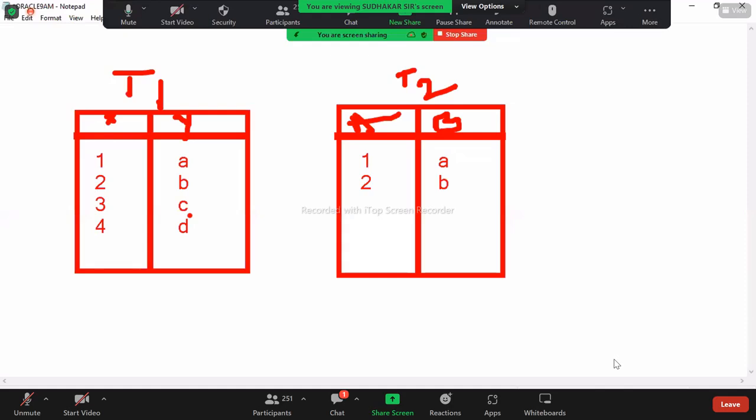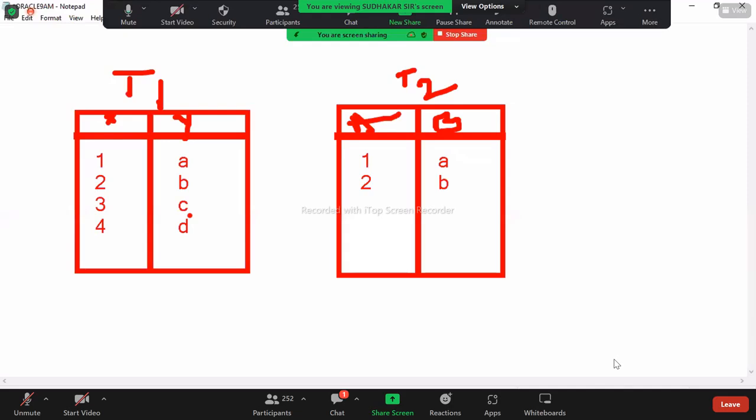So on these two tables, if you apply the merge command, what happens? Merging means only combining. Combining does not mean your old data will be spoiled, that is, destroyed.